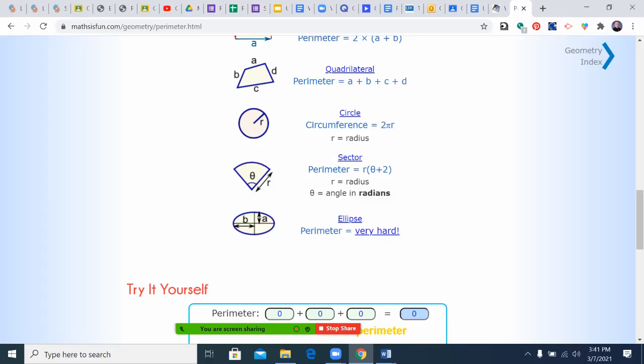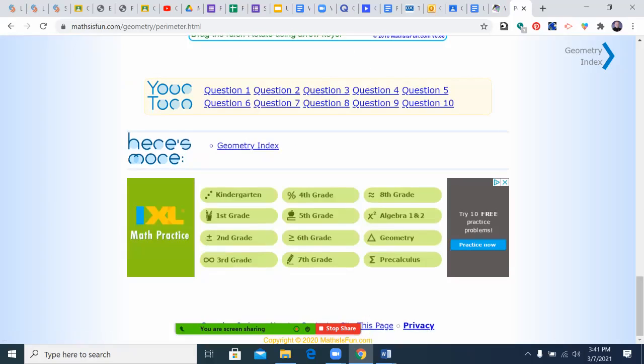For a sector, it's the radius times the angle in radians. You will have a little fun with that. I don't want you to even worry about these right now. We're not even worried about circles today. We're just worried about being able to count them.